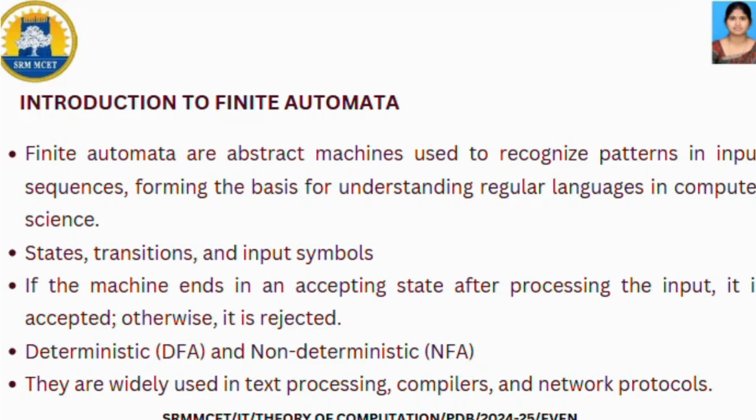Finite automata come in two types, deterministic and non-deterministic, shortly known as DFA and NFA, both of which can recognize the same set of regular languages. They are widely used in text processing, compilers, and network protocols.